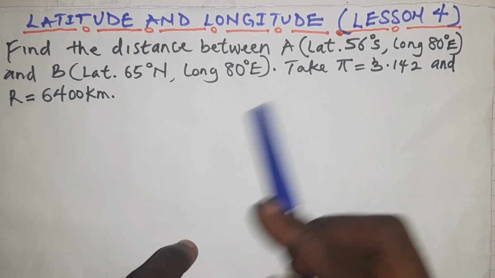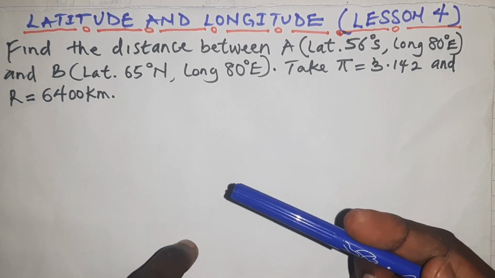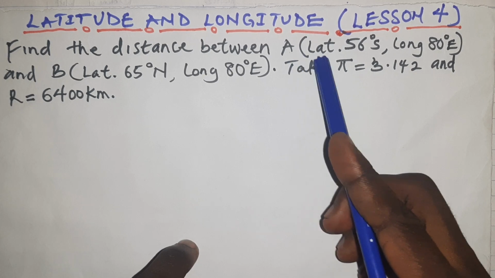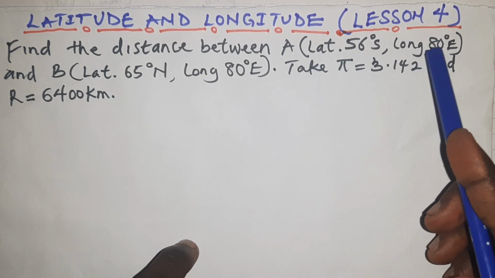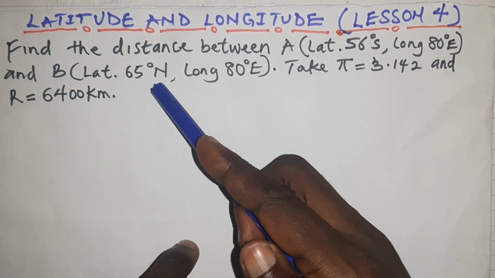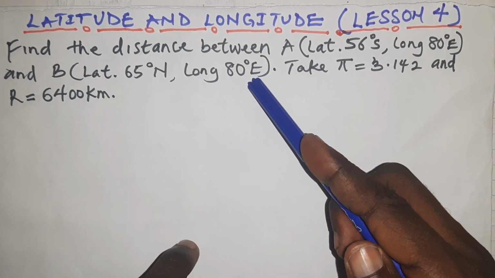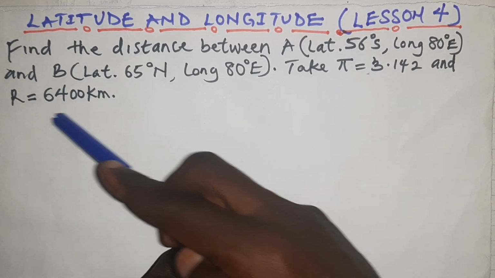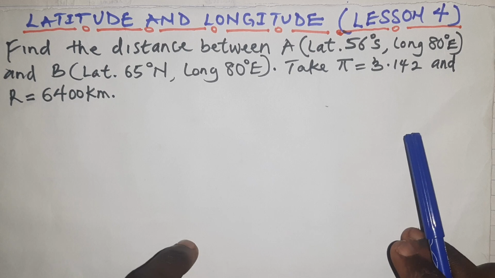So in this lesson 4, let's solve the first real example. It says find the distance between point A, latitude 56 degrees south, longitude 80 degrees east, and point B, latitude 65 degrees north and longitude 80 degrees east. Then take pi as 3.142 and the radius of the earth as 6,400 kilometers.